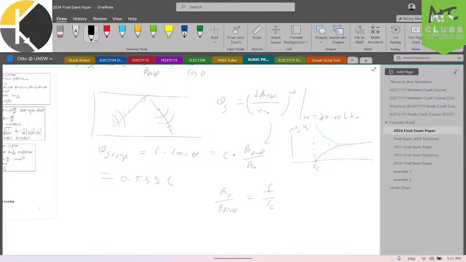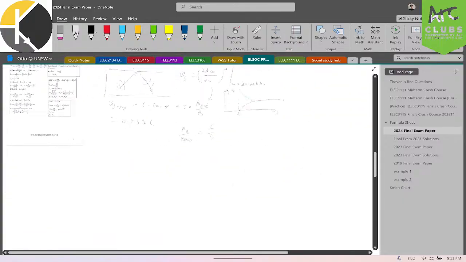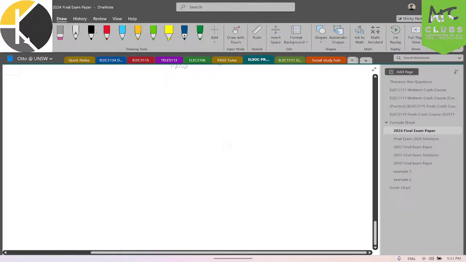Yeah? What's the point of the phase velocity? The point of phase velocity? It doesn't really have a point. Actually, I'll just quickly give you an example, an example I think I gave in the crash course, which illustrates this very well.